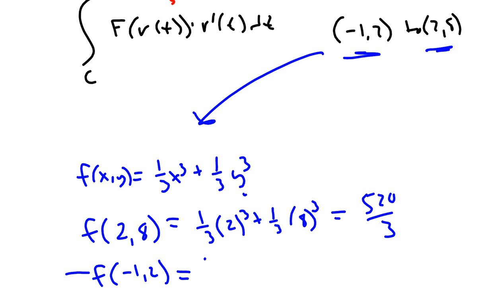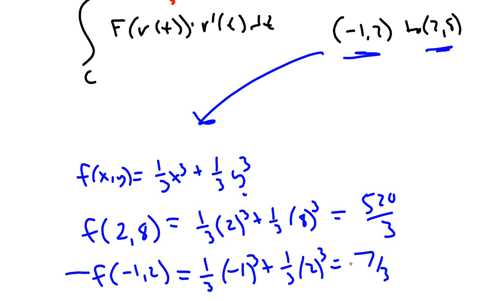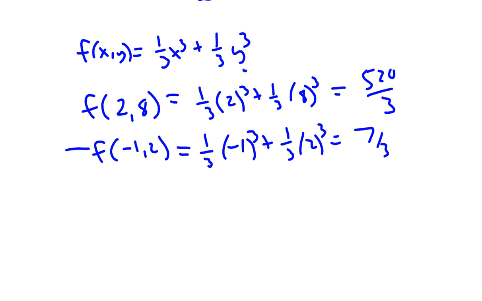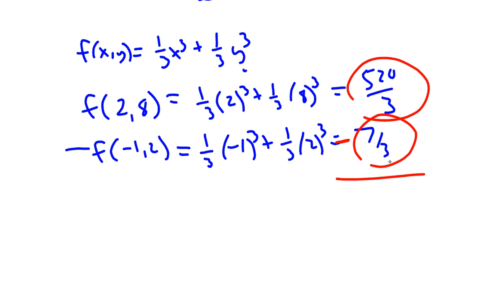Here, if we do 1/3 of -1 cubed plus 1/3 of 2 cubed, then we end up getting, let's see, we have -1/3, right? Plus 8/3. We end up getting 7/3. And then if we just subtract these two things, because we ended here, we started here, we subtract to find the difference in these things. If we do 520 minus 7, and then we divide by 3, we end up getting 171.